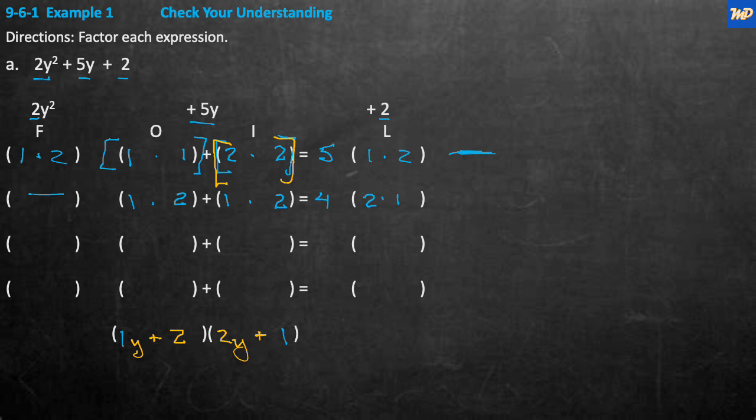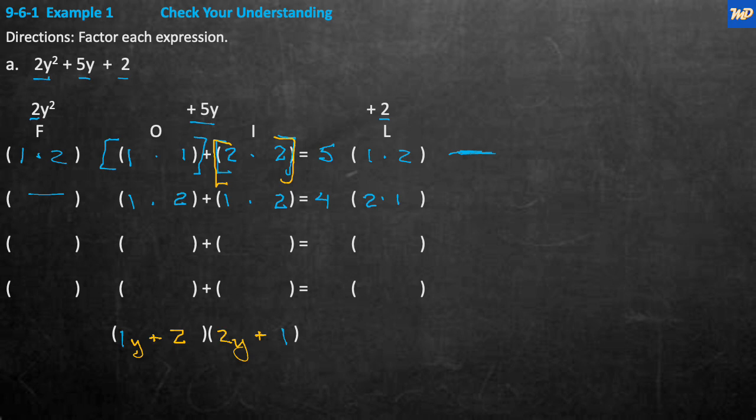If you want to check yourself: y times 2y is 2y squared. 1y times 1 is 1y. Now the inner, we have 2 times 2y is 4y. So we have a 1y and a 4y, gives us 5y. And then a 2 times a 1 gives us the 2. Okay, I could write it out, but I don't think we need to. So there's that problem solved. Let's go on to the next.